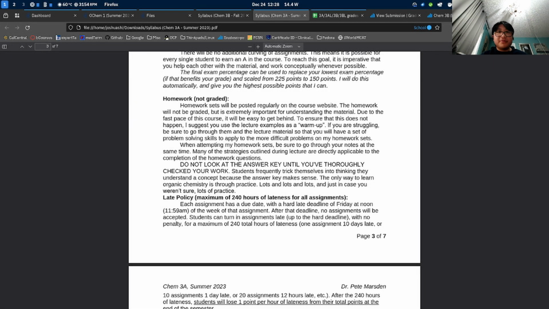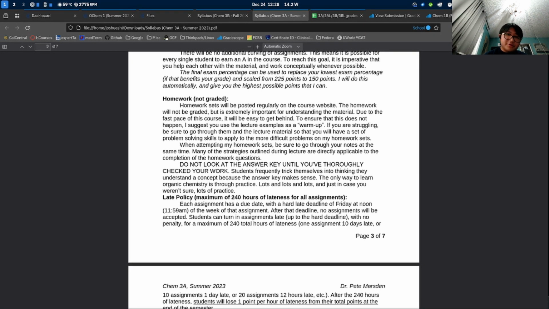Professor Marsden has some, I guess, unique things about how he's teaching. For one, his nomenclature isn't standard IUPAC. He has his own way, like it's close enough, but there are some differences between his way and IUPAC. Another one is the concept of bunny hop.